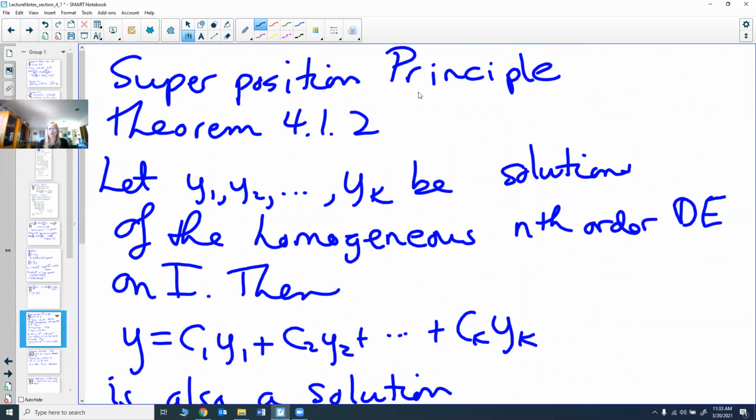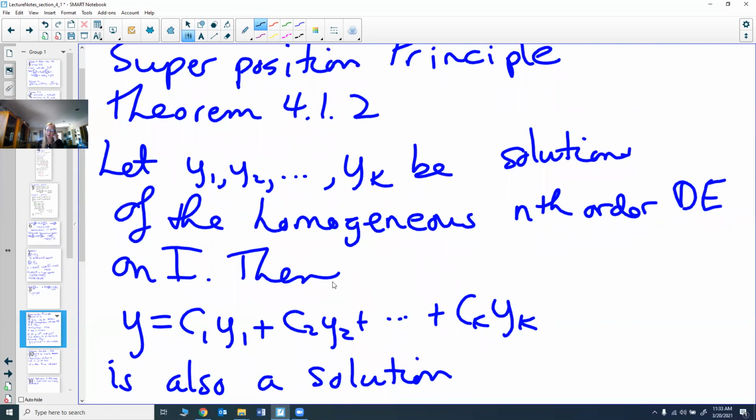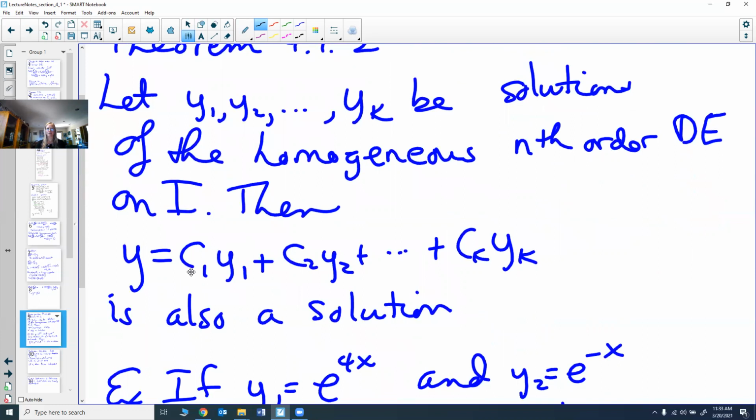Another idea is what is called the superposition principle. This is where we have y1, y2 through y sub k are solutions to the homogeneous nth order differential equation on I. Then y equals c1 times y1 plus c2 times y2, all the way up to ck times yk. That means it's also a solution. So we can actually just combine these together, and these are where the constants come from.